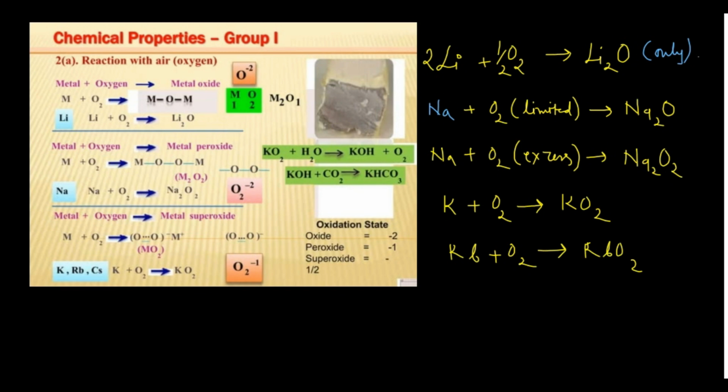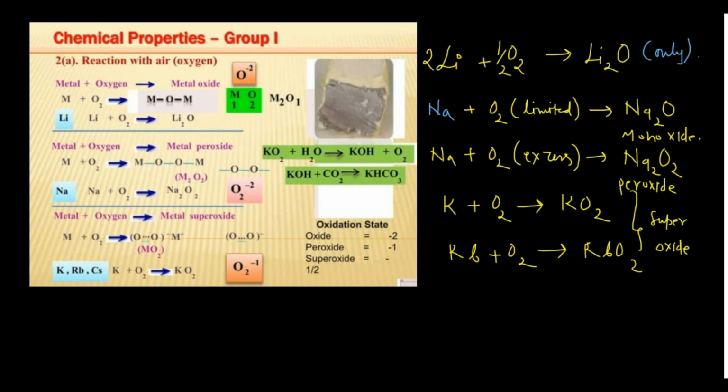So these two you can see are the superoxide, and this is your peroxide, and these are your monooxide. So these reactions are very, very important. The formation and the stability of these oxides, whatever you are forming here, can be explained on the basis of the lattice energy effect. If you know the lattice energy effect, then you will be able to explain why these oxides and the mixture of oxides are forming.